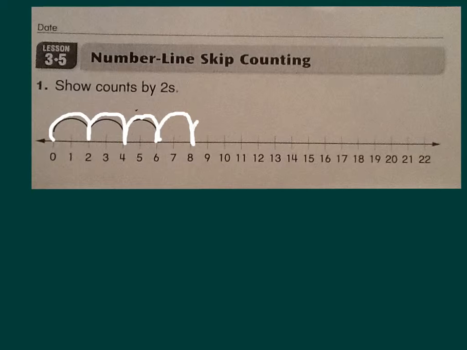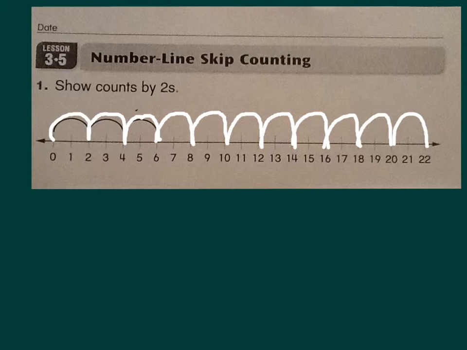We're going to count 1, 2, and end on 10. We're going to skip, go 1, 2. Now your pencil should be on 12. Skip 1, 2. Now your pencil should be on 14. Skip 1, 2. Now your pencil should be on 16. 1, 2. Now your pencil should be on 18. 1, 2. Now your pencil should be on 20. 1, 2. And we end at 22.